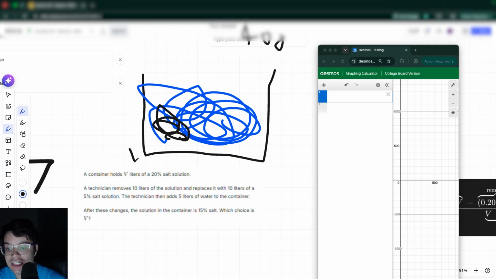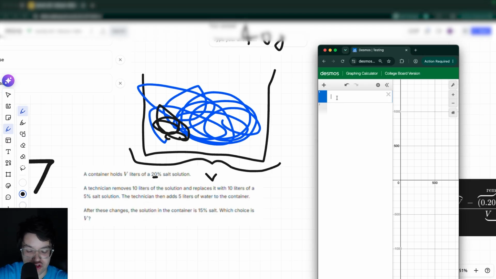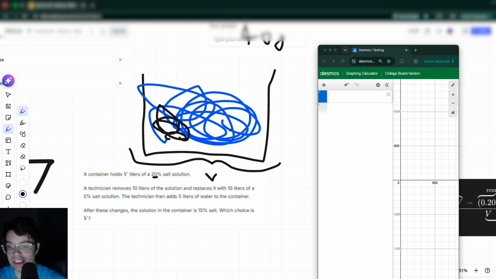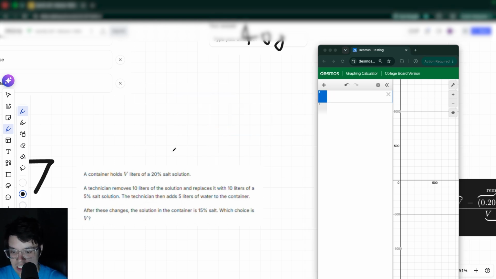V is referring to this entire thing altogether. All of the stuff in here would be V. 0.2 is just referring to this amount of V that is salt. So if we were trying to write this in percentage form, we could say 0.2 times V, or we could say 20% of V. That is what the salt in the thing would be. V is just the entire thing altogether. And so that simplifies the rest of the problem.